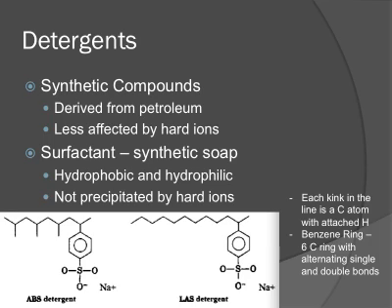Detergents honestly work the exact same way, but instead of having a sodium on one end, they have a benzene ring on the other end. That's what you see right here. Okay. Now, there are two types of detergents. We're going to talk about those in just a second. But basically, these produce something called a surfactant, which is a synthetic soap. They work the same way. They have a hydrophobic and a hydrophilic end. However, this time around, they are not precipitated by hard ions, so our hard water around here is not going to affect them, which is why they work better when you are doing laundry. That's why we use laundry detergent and not laundry soap.